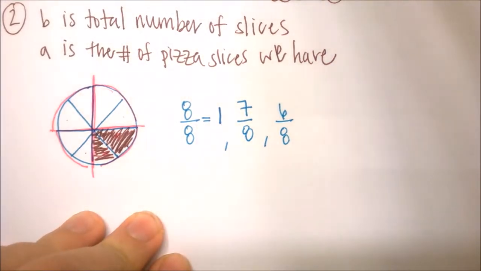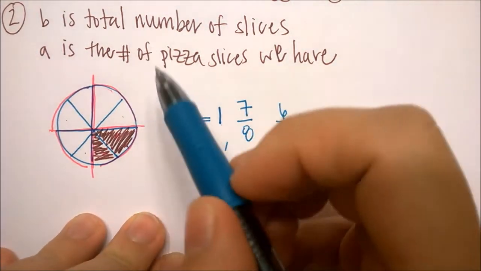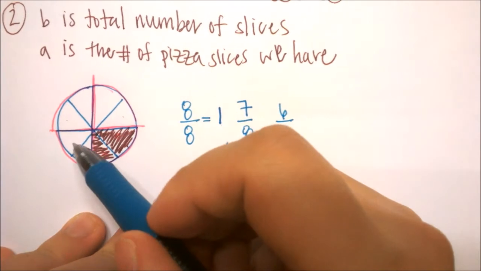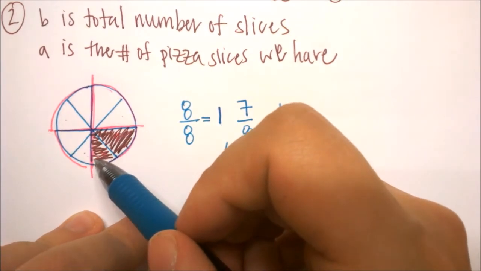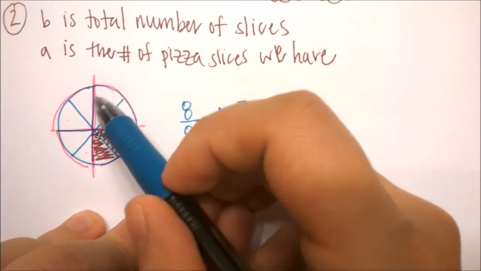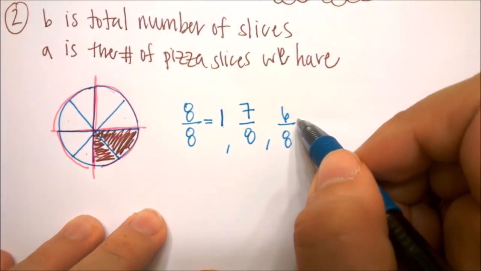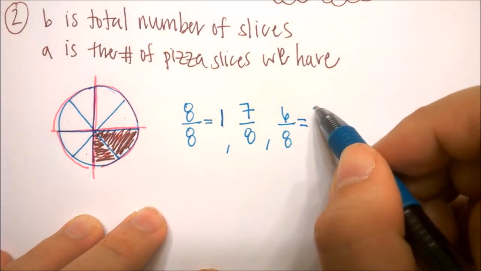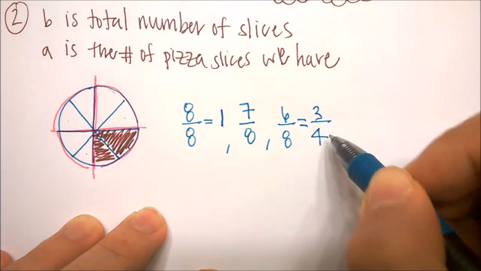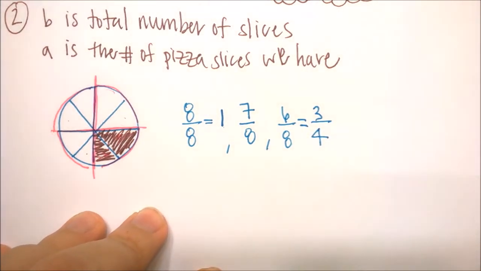So we can conclude from this that if we're left with 1, 2, 3, 4, 5, 6/8, it's the same thing as saying we're left with 3/4, right? So we can conclude that the fraction 6/8 is equal to 3/4. Okay, so that's how you conclude that visually.